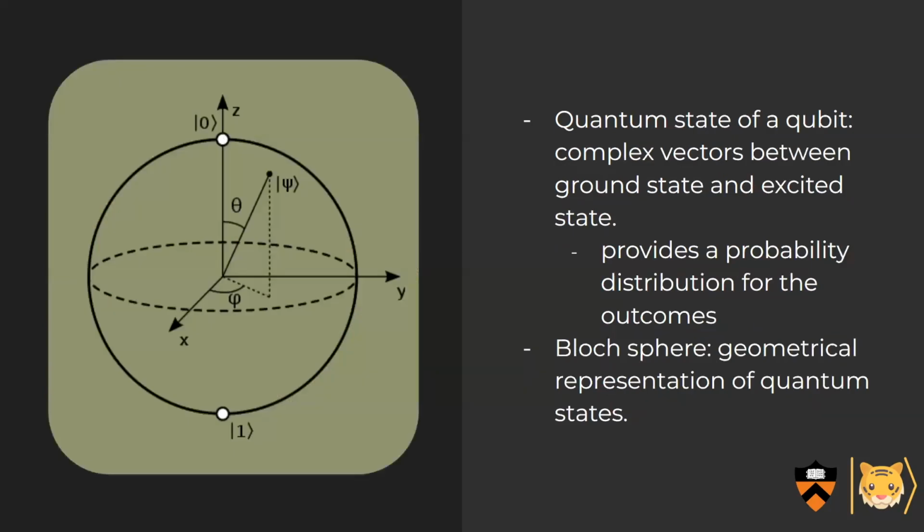So just a quick recap if you're unsure about these concepts. A quantum state of a qubit is basically described with a complex vector between the ground state and an excited state. The Bloch sphere provides a really good geometrical representation of quantum states in general. We have 0 as our ground state and 1 as our excited state, and these allow us to get a probability distribution of the outcomes whenever we do a computation and a measurement of a quantum system.